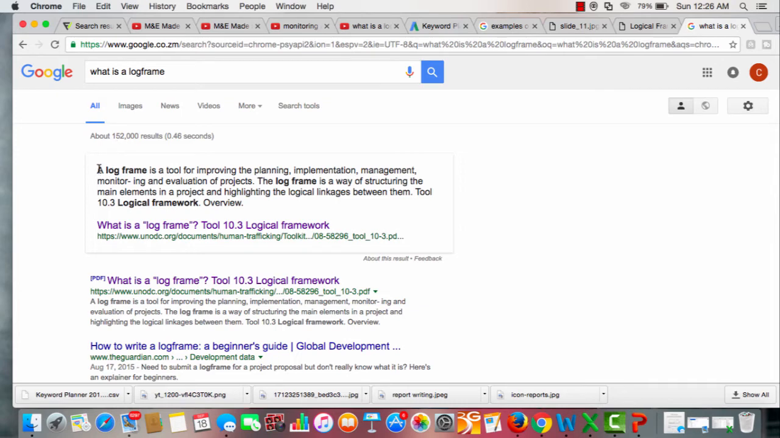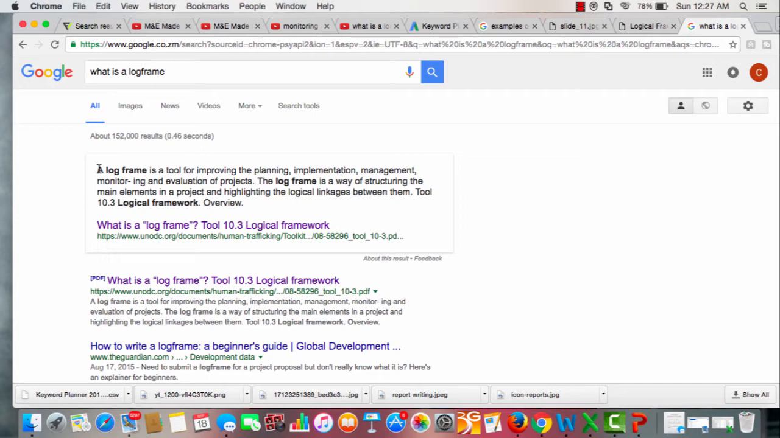Now there's a working definition which Google themselves has chosen as the best. So let me read it out right now. It says a log frame is a tool for improving the planning, implementation, management, monitoring and evaluation of projects. The log frame is a way of structuring the main elements in a project and highlighting the logical linkages between them. To digest this definition, what this is telling us is that in a log frame, there should be a logical flow from activities undertaken to what the project wants to achieve at the end of the day.